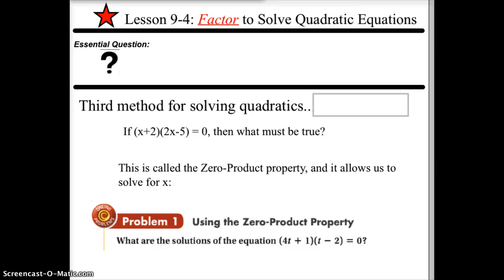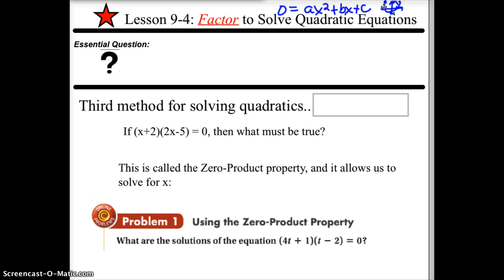In section 9.4, we're going to continue our work on trying to solve quadratic equations. Remember that means that we've got ax squared plus bx plus c equaling 0, and we're trying to figure out what x values have an output or a y value of 0. We already said that graphically what that means is we're in search of the x-intercepts on the graph.